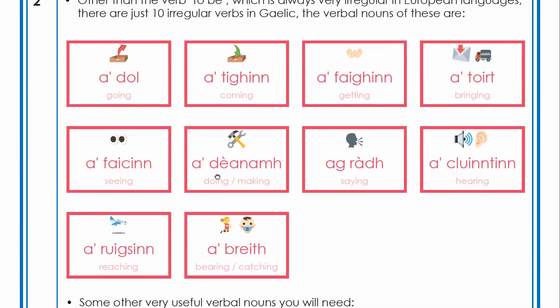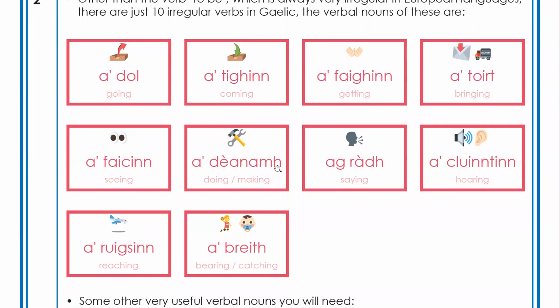We saw in the previous page a dèanamh, doing or making. J, ha, a dèanamh. What are you doing? For saying, we have a gra. And where we saw J, ha, u, a dèanamh, we can say J, ha, u, a gra. What are you saying?